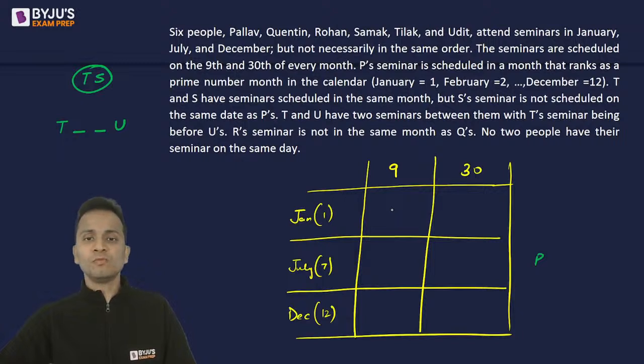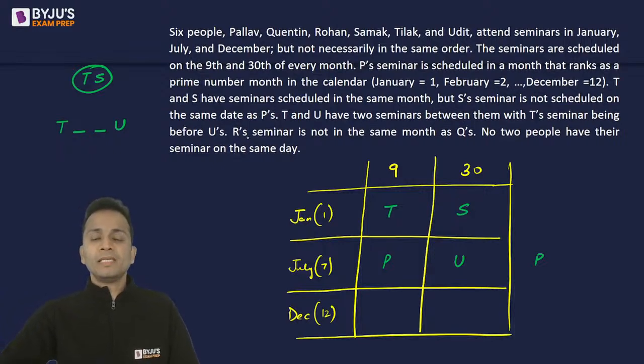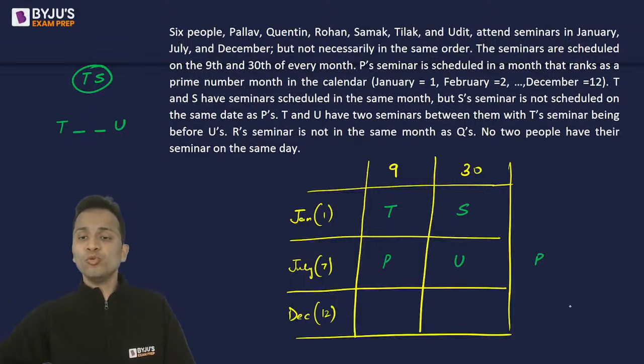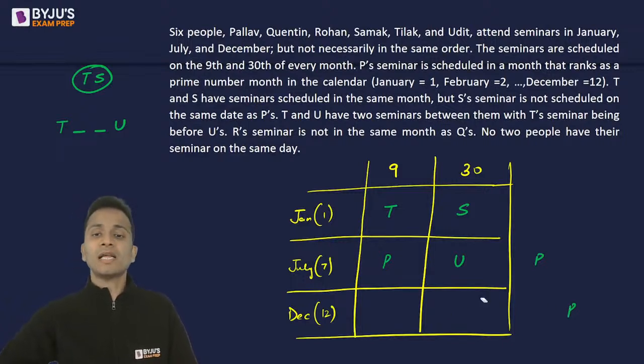So first of all, I'll assume that T is here. If T is here, at a gap of 2, U will come here. Now if U is on 30th, P will be on 9th. Is this clear? All right, T and S are in the same month. Now next, R's seminar is not in the same month as Q's. Now R and Q should be in different months, but we are left with only 2 dates in the same month. So the assumption that T is on 9th of January is not correct. So I will erase this assumption and will consider T on 30th of January.